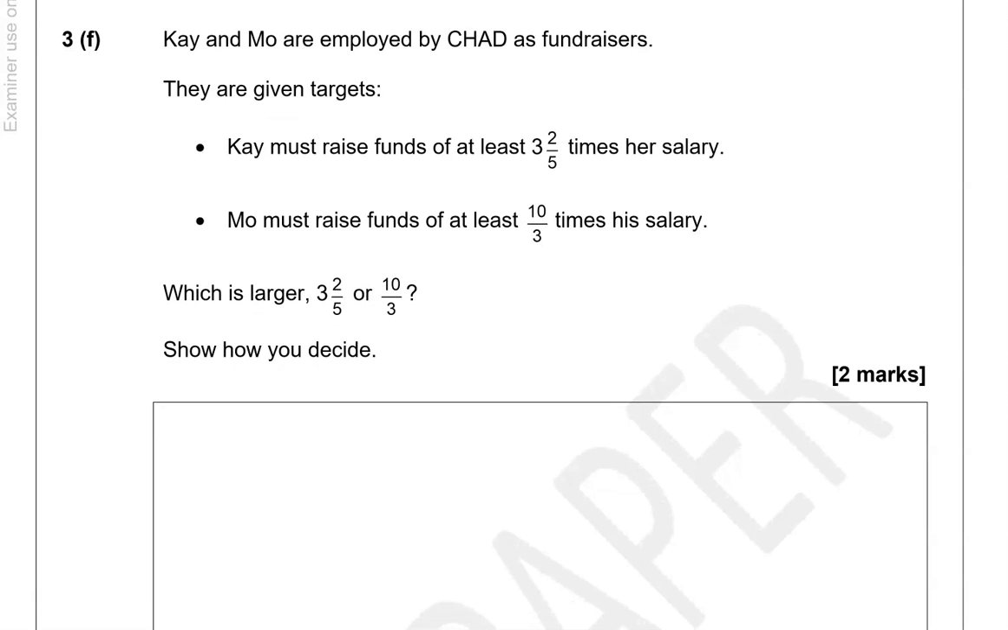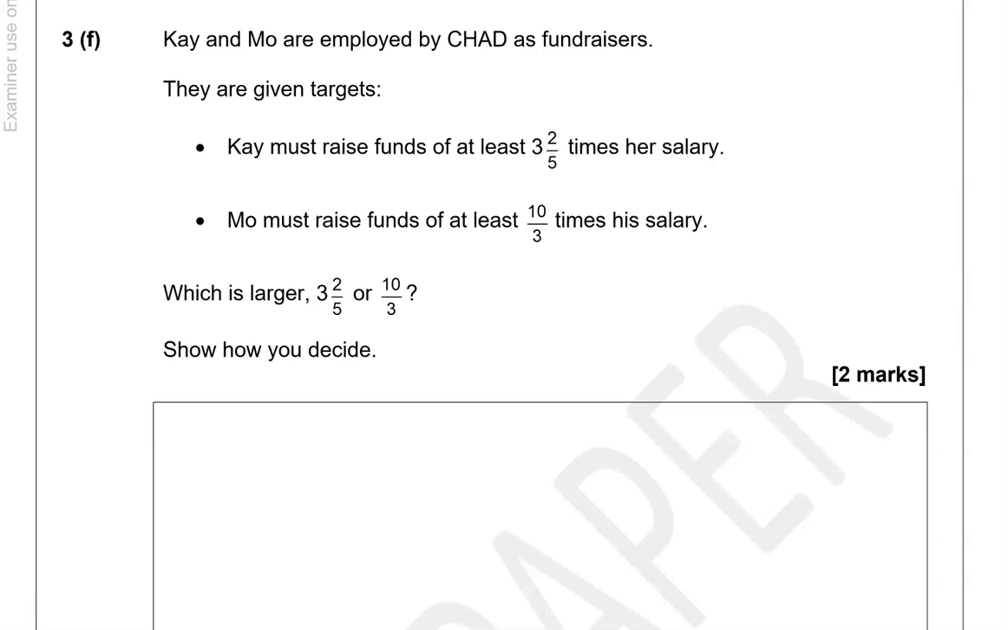Kay and Mo are employed by CAJD as fundraisers. They are given targets. Kay must raise funds of at least 3 2/5 times her salary. Mo must raise funds of at least 10/3 times his salary. Which is larger, 3 2/5 or 10/3? Show how you decide. There are many different ways we could work this out.